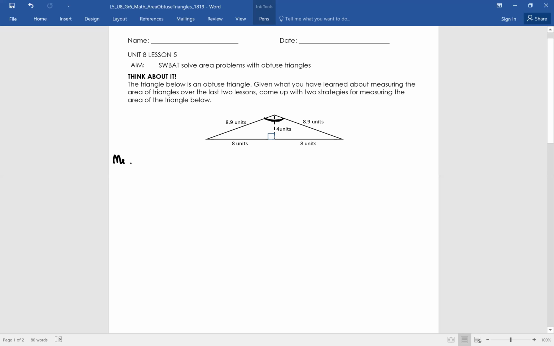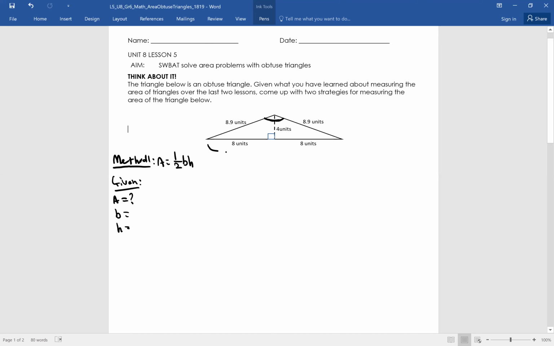So method 1 was simply using the formula, which is the area is equal to 1/2 times the base times the height. Then we write down what's given to us. So the area is not given. Is the base given, and is the height given? Let's go ahead and check them out.